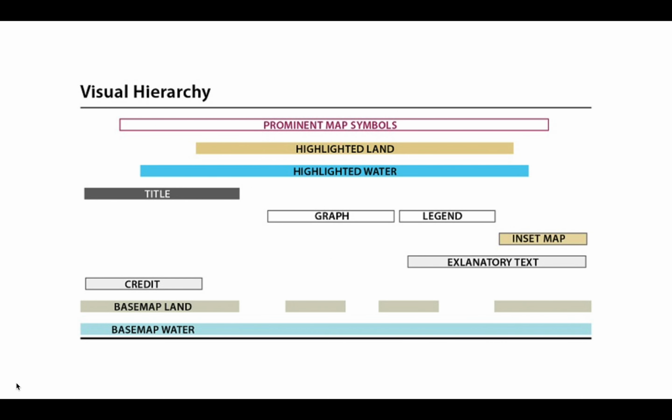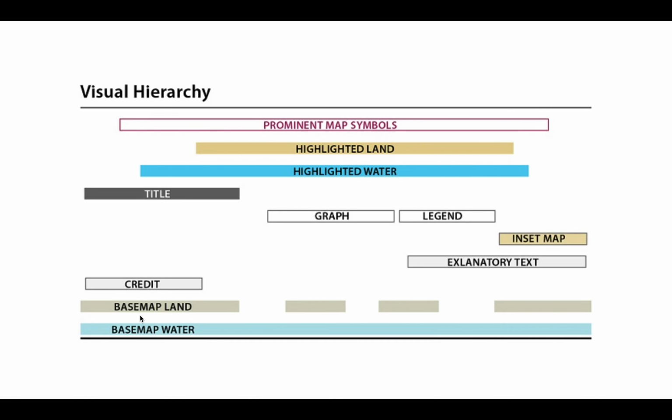So if we think about visualization from our reading, right? We have our prominent map symbols on the top. That will be our data, right? How are we going to visualize that data? Below that, we're going to have our geographic context. And then below that, we're going to have our map elements. And then, at the very base level, you talk about base maps. We'll talk about base maps later in the semester.